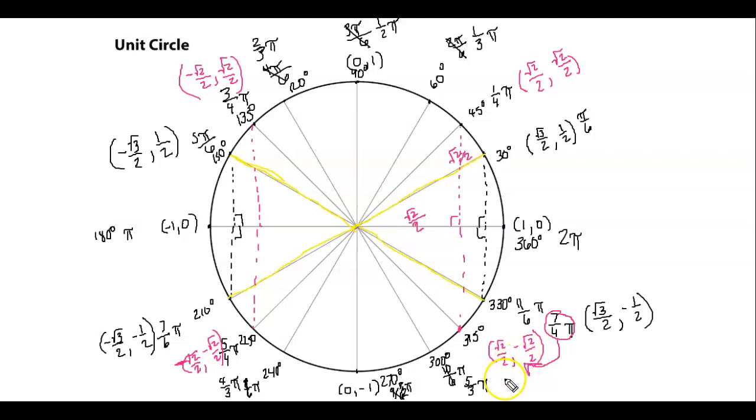We've got the square root of 2 over 2, square root of 2 over 2, and we just have to know the first quadrant is always positive, positive. The second quadrant is always negative, positive. The third quadrant is always negative, negative. And the fourth quadrant is always positive, negative.